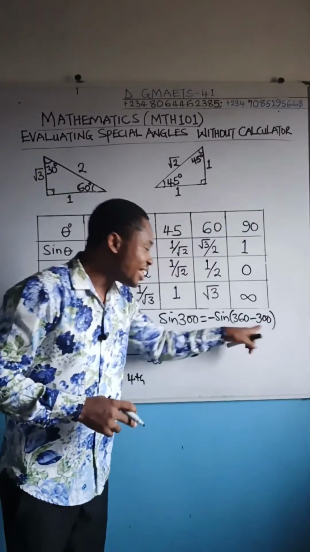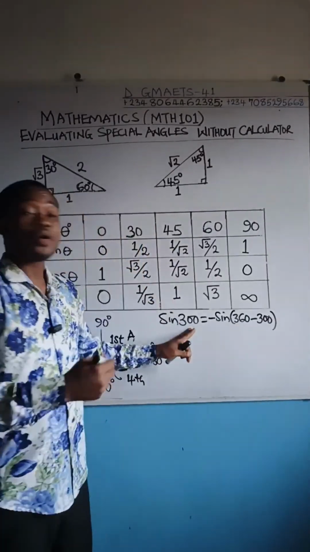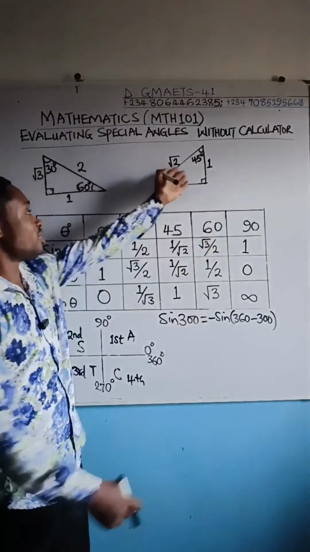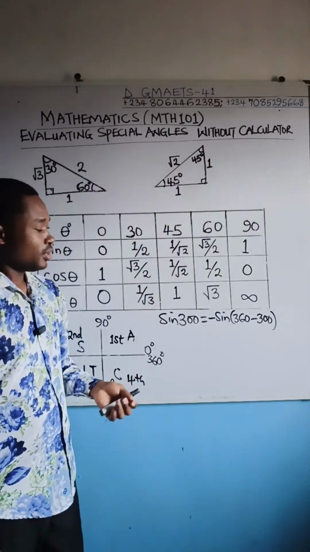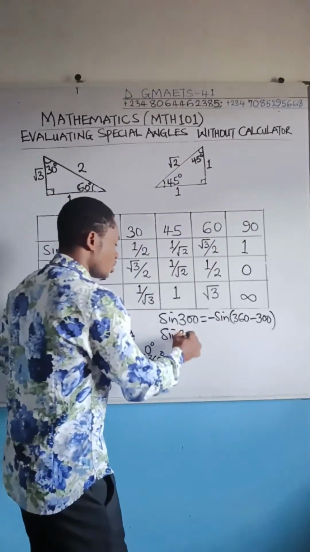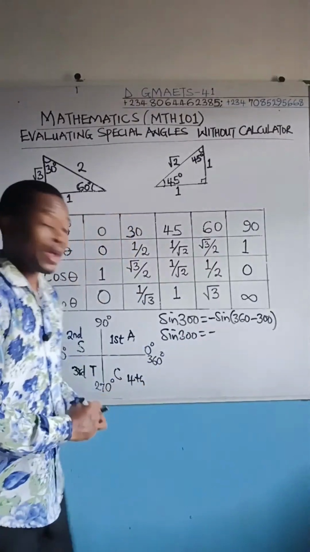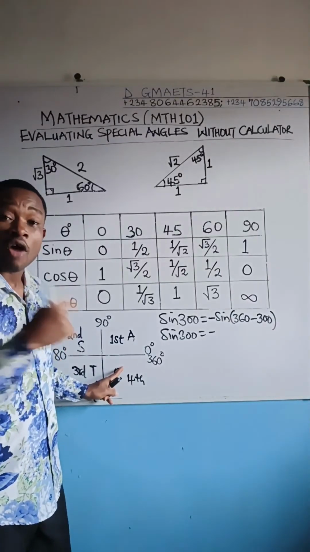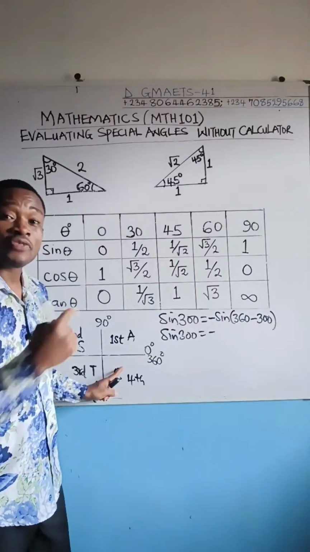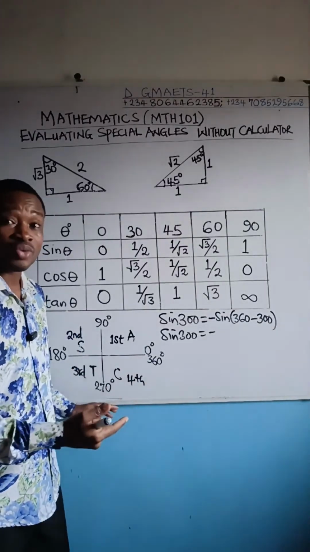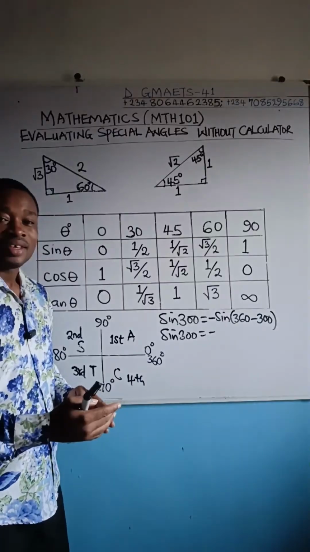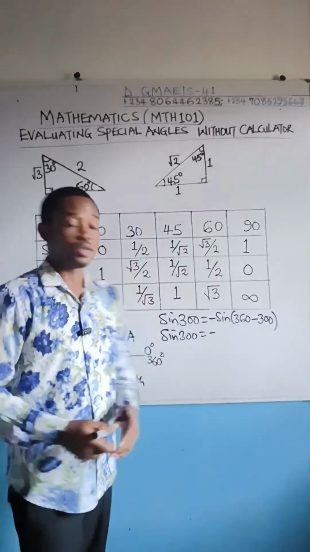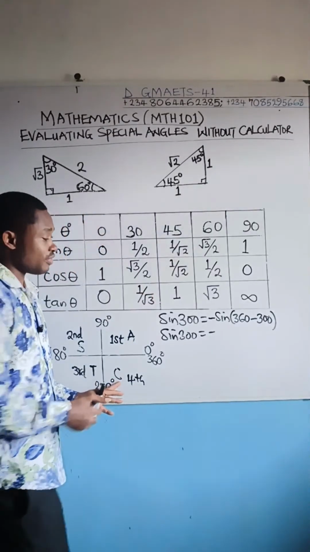Remember, the whole idea here is to convert that sine 300 to an acute angle whose value you can easily obtain from this right angle triangle. So sine 300 will now be equal to minus. Why do we have minus there? In the fourth quadrant, only cos is positive. If you're evaluating sine or tan of any angle greater than 270 but less than 360, the sine and tan of such angles will be negative values. It's only cos of that angle that will be positive, because only cos is positive in the fourth quadrant.